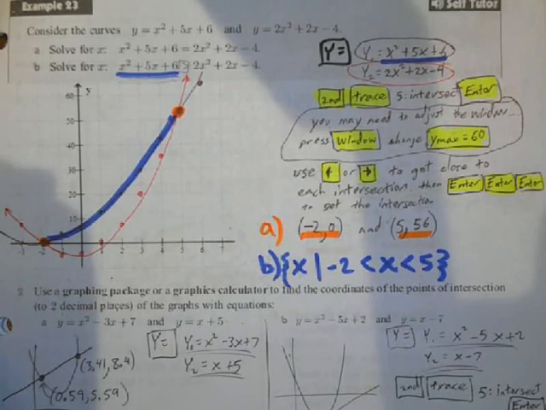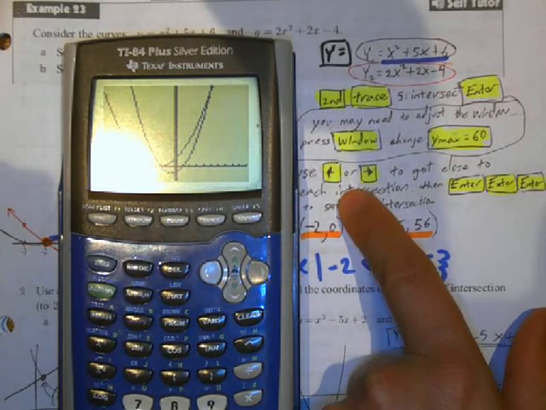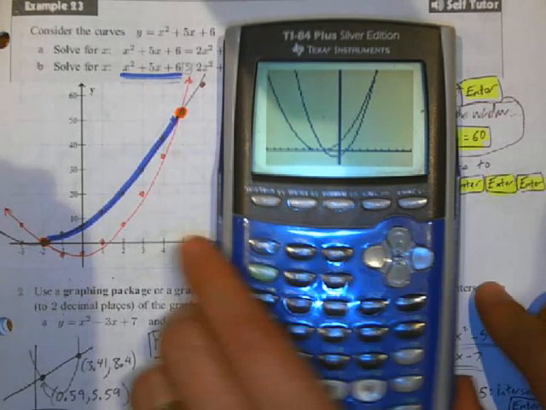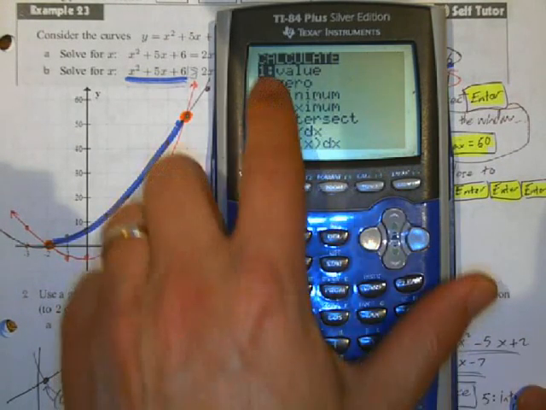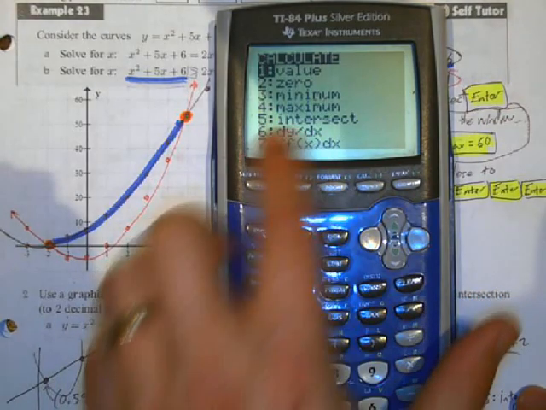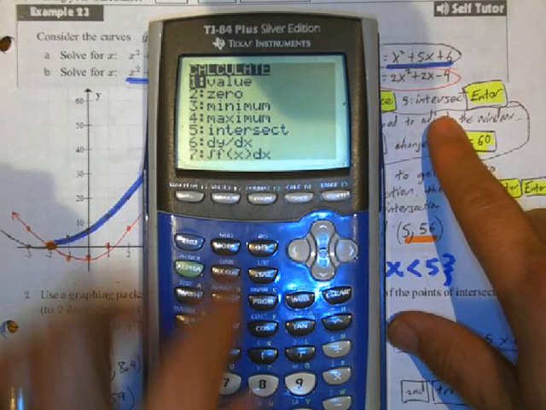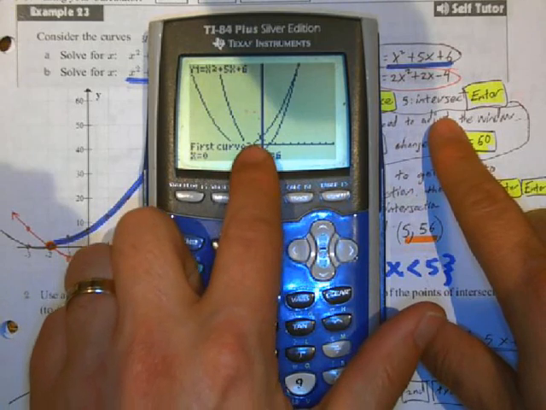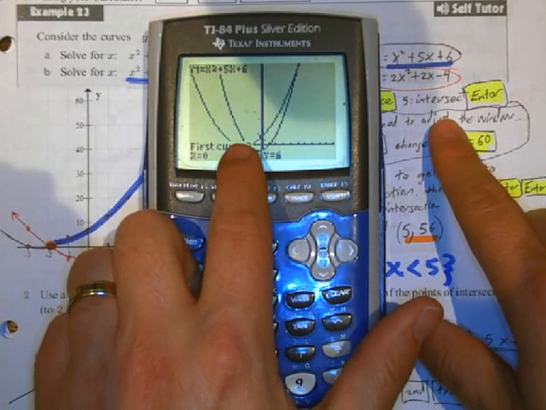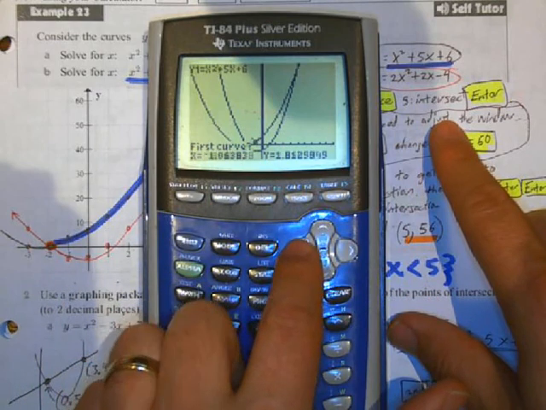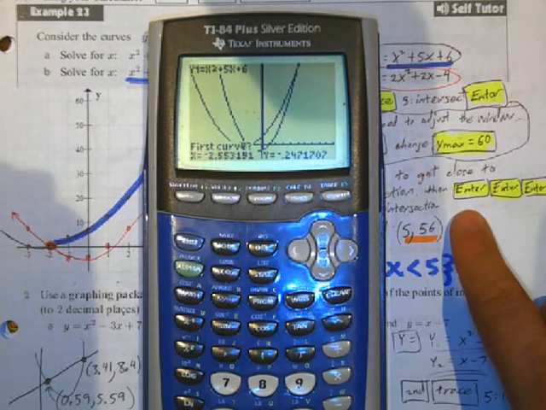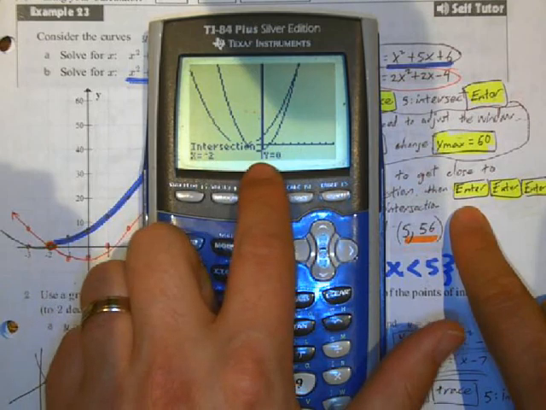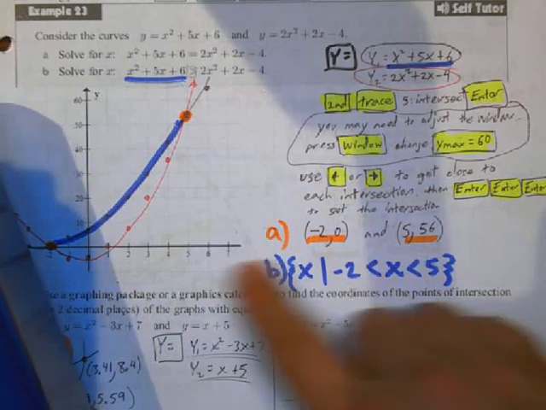Okay, so let's get one of these intersections. So what's the step? Second trace. So hit second trace, and then I'm going to go down to 5 intersect, right? 5 intersect. And now it says first curve. And notice how it's blinking over here. So I want it to get blinking over here at this curve. So I'm going to arrow over. Notice how I'm hitting the left arrow. I'm getting it close to it. That's close enough. And now I'm going to hit enter 3 times. 1, 2, 3. And it tells me that intersection is -2, 0. So this point right here is -2, 0.